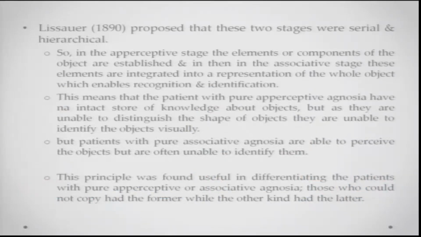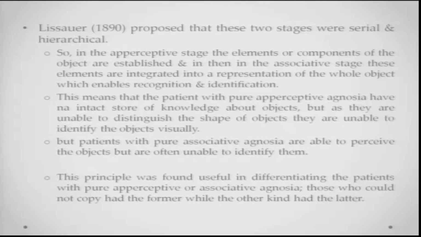Now, Lissauer in 1890 proposed that these two stages, apperceptive and associative agnosia, are hierarchical and sequential. He says that in the apperceptive stage of perception, the elements or components of the objects are established, and then in the associative stage, these are integrated to form particular objects and then linked to the knowledge, which will help you identify and recognize these objects.